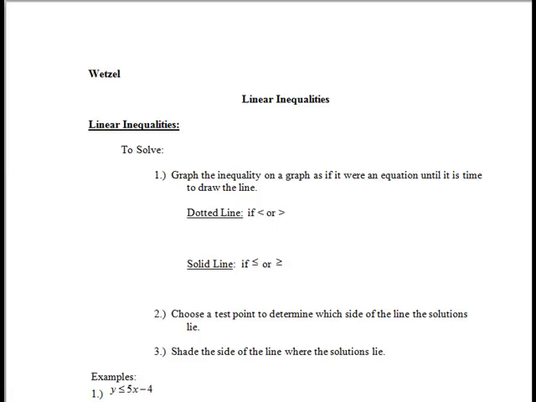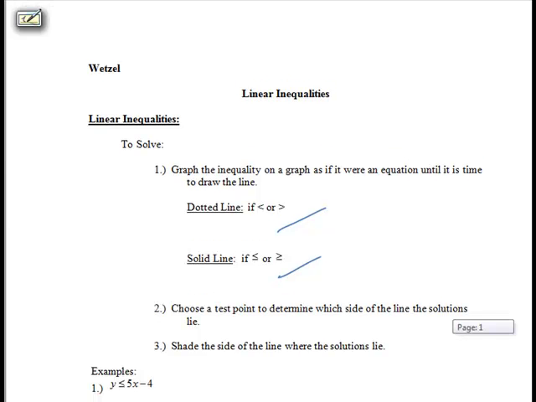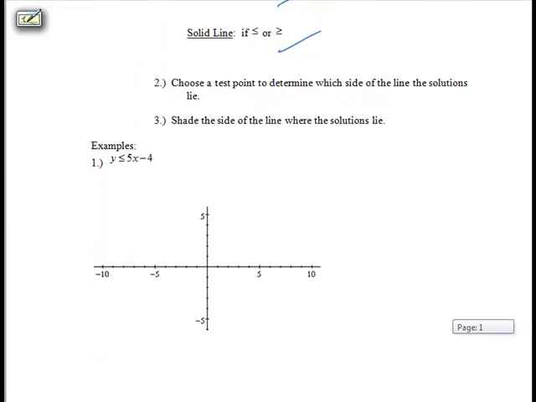First of all, we have to decide whether the line is going to be a dotted line or a solid line, and the inequality sign will tell us. If the inequality sign is less than or greater than, it's going to be a dotted line. If the inequality sign is less than or equal to or greater than or equal to, it's going to be a solid line. Then we're going to shade one side of the line or the other.